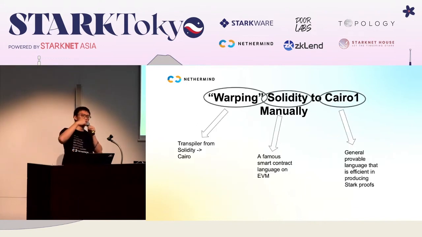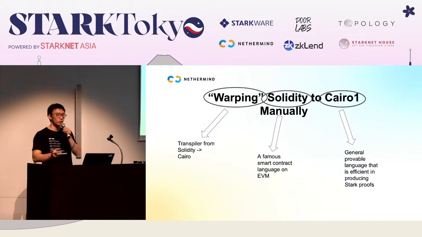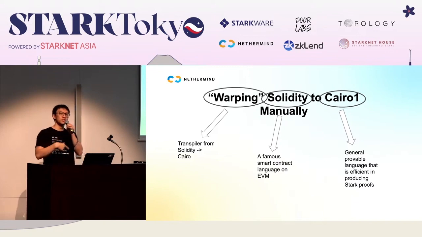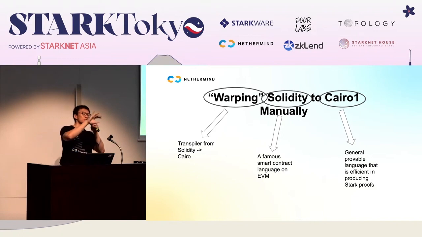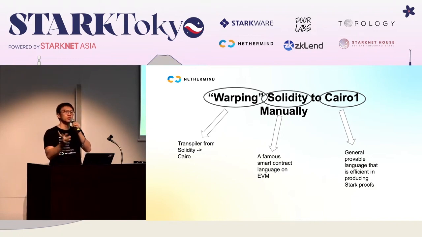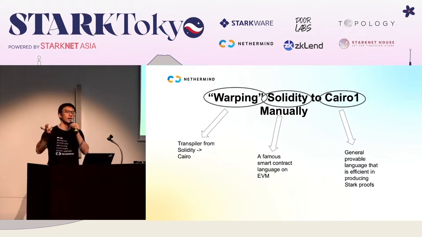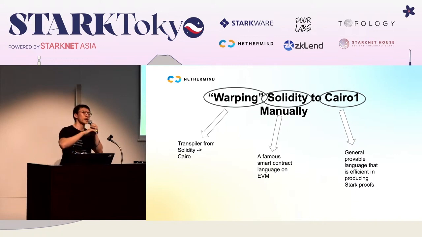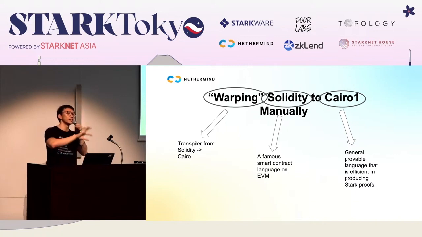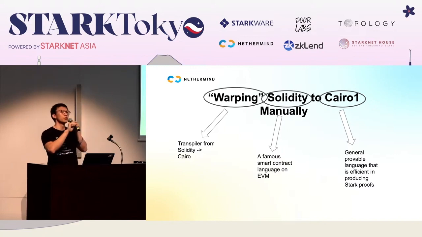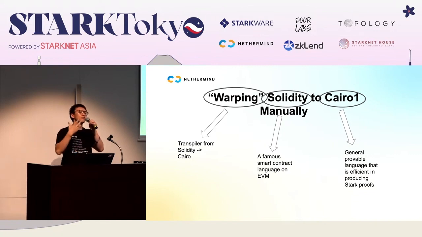Okay, so back to the original topic, warping Solidity to Cairo1 manually. Let me do a quick breakdown of what it really means. WAP is a tool that we built that converts Solidity code to Cairo. The original intention is to onboard people to the StarkNet ecosystem, so they don't have to rewrite their Solidity contracts from scratch. They just use WAP, and it converts your contract to Cairo0 code. With a little bit of modification, you then have working Cairo0 code deployed.